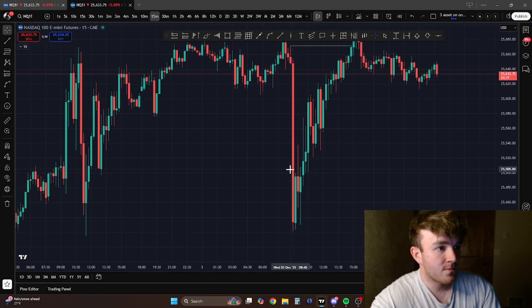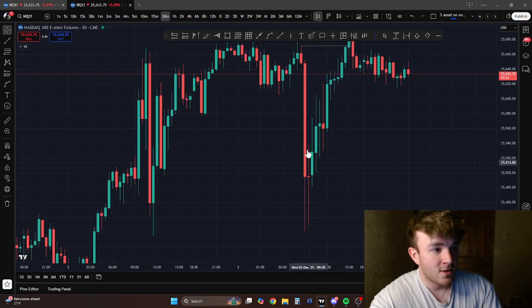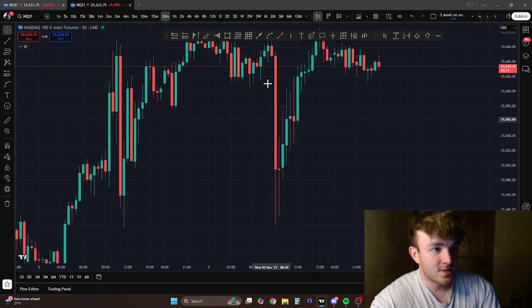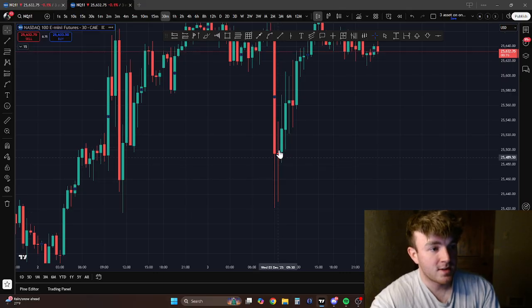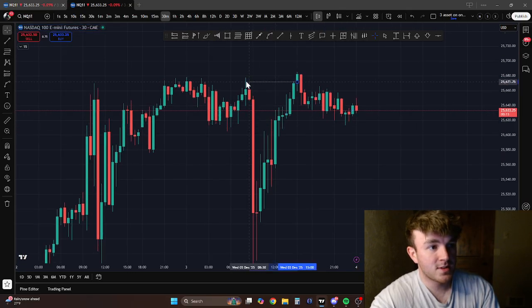15-minute, or it was the 30-minute, we actually had a 30-minute CRT. So you can see how we have this range of down close candles. We get this sweep, or I guess we get this indecision candle, and then we start moving back up towards the CRT high.